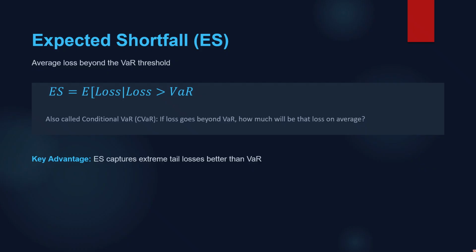From a risk management perspective, ES is superior to VAR because it is a coherent risk measure. It satisfies mathematical properties that VAR doesn't. Specifically, ES is sub-additive. The risk of a combined portfolio is less than or equal to the sum of individual risks, while VAR is not necessarily sub-additive. We will explore these concepts later. This is why Basel regulations have moved toward incorporating ES into capital requirements. The Basel Committee recognizes that ES provides a more complete picture of tail risk than VAR alone.